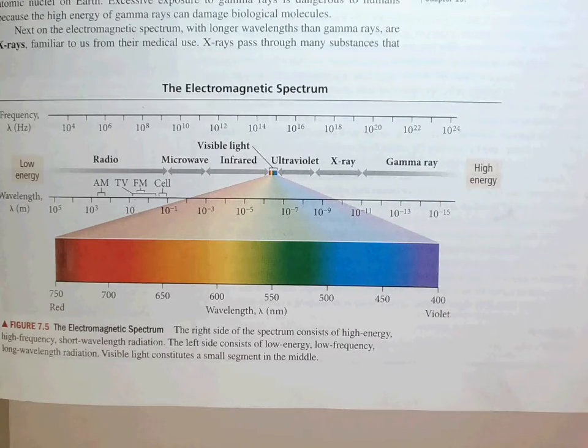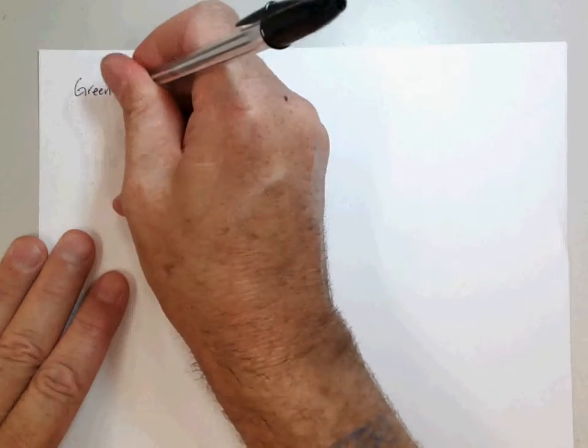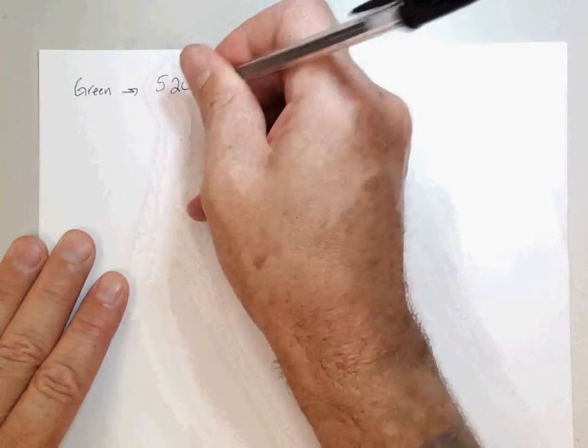So we're going to talk about how to do some calculations. And we're going to do some calculations. So the first one would be, what if I have a green light? And green lights are generally about 520 nanometers. Okay, so anything in the low 500s, we have green light. So what if I want to know what is the frequency of that light?